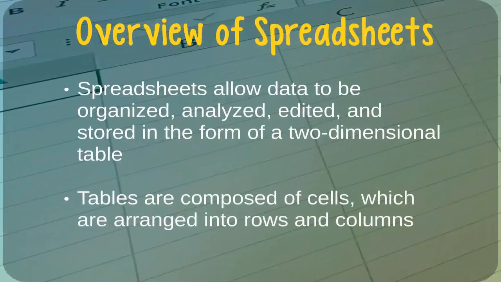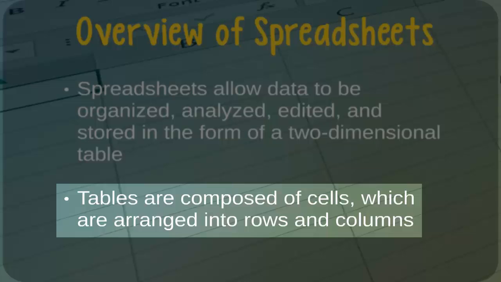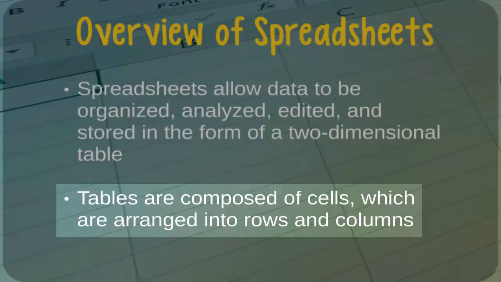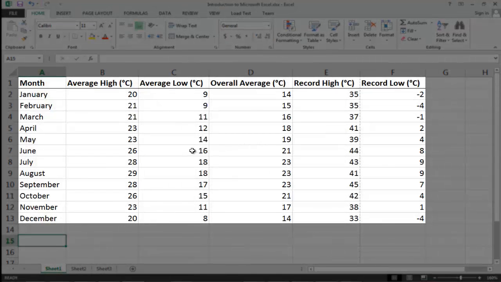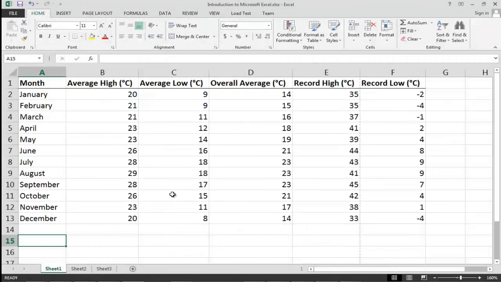A spreadsheet is a computer program that allows data to be organized, analyzed, edited, and stored in the form of a two-dimensional table. The tables themselves are composed of cells, which are arranged into rows and columns. In order to facilitate our discussion, I have created this Excel spreadsheet, which contains historical long-term temperature information for Los Angeles, California. Note that the data are provided in degrees Celsius.